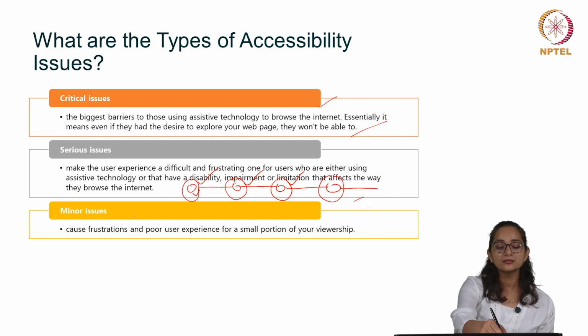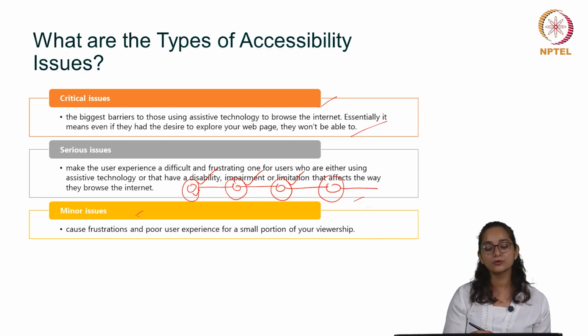Then there can be minor issues which can cause frustration or poor user experience for a small portion of your viewership. So these aspects not only affect people who are disabled, so the critical and the serious aspects, they affect people who are disabled more strongly, definitely that is the case, but they also critically affect the user experience of people who are not disabled and they are just relying on the ability of their potential users. So again, talking about the ability bias that we spoke about.